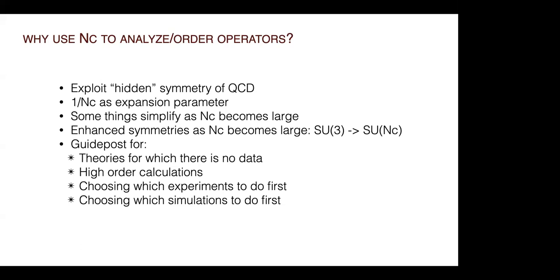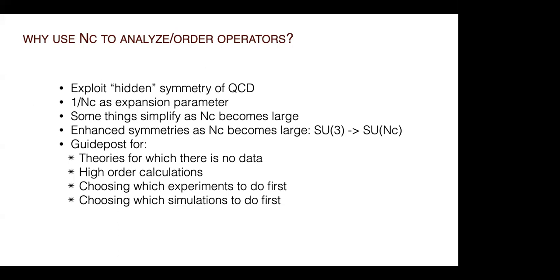Most of you probably know that there are things that simplify as the number of colors becomes large, just from the point of view of analyzing Feynman diagrams, the way 't Hooft and Witten explored. There are some that become dominant as NC becomes large.